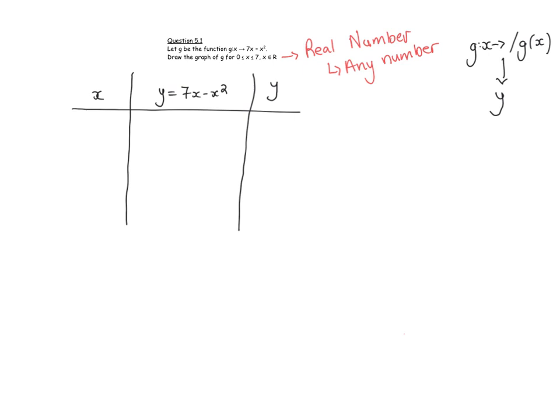Now it's asked us here to draw the graph between 0 and 7. We have 0, 1, 2, 3, 4, 5, 6, 7. Now this doesn't need to be any particular type of artwork. It just needs to be legible. So then we just fill this in.